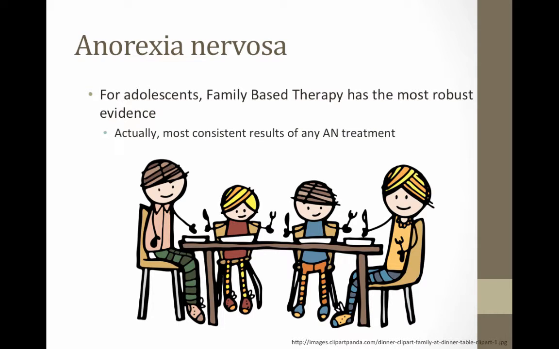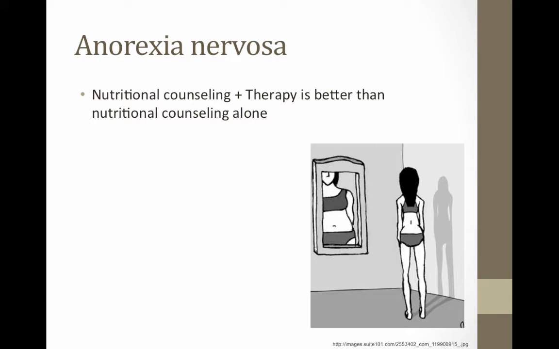For adolescents with anorexia, the treatment with the most evidence is family-based therapy. Parents take an active role in this form of treatment, learning to support their child through the process of recovery. For adults with anorexia, the data is less clear, but studies repeatedly show that including some form of therapy with the nutritional counseling is better than just nutritional counseling alone.